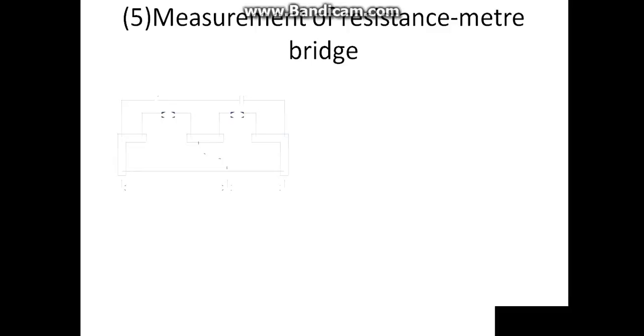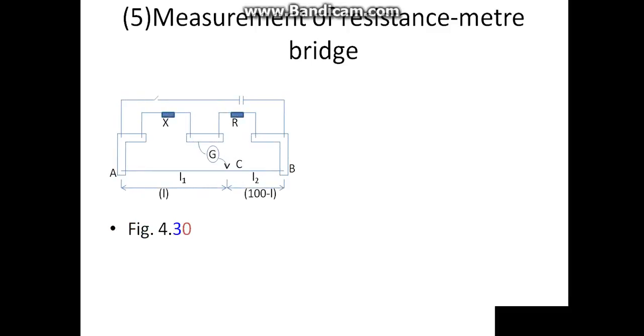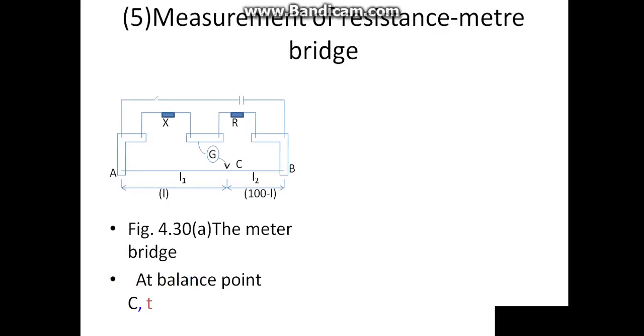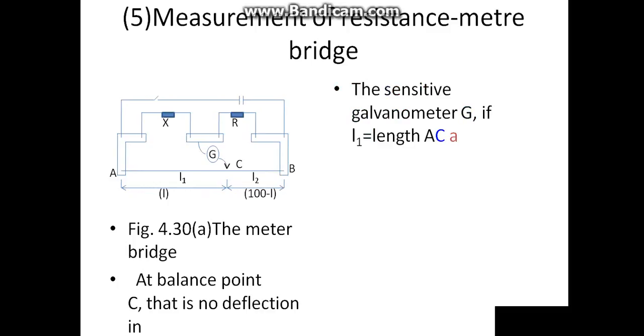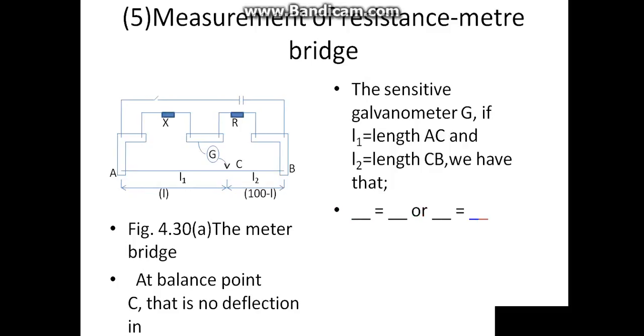Figure 4.30A, the meter bridge. At balance point C, there is no deflection of the sensitive galvanometer G. If L1 is equal to length AC and L2 is equal to length BC, we have that S over R is equal to L1 over L2, or S over R is equal to L over 100 minus L.